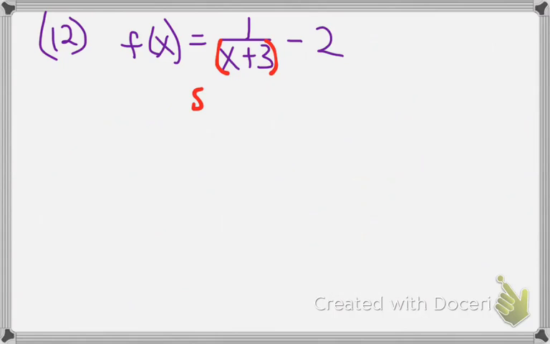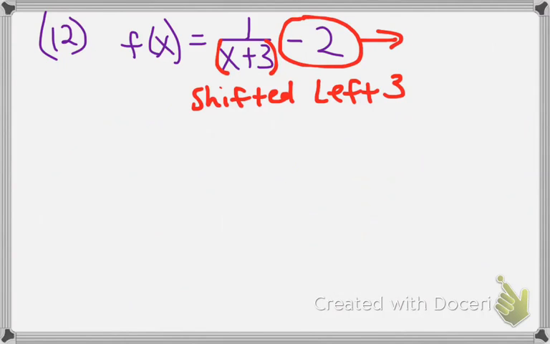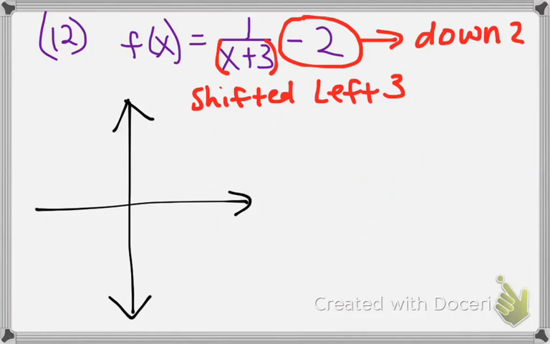So this has been shifted left 3 because anything in parentheses, remember, is going to go the opposite direction. And then the minus 2 at the end is going to be a shift of down 2. So when I graph this, what that's going to mean is that instead of starting at 0, 0, I'm going to start left 3 and down 2. So 1, 2, 3, 1, 2. That's going to be my center point.